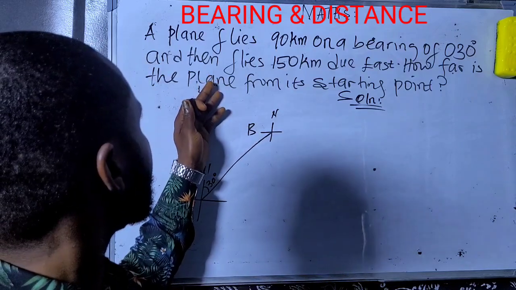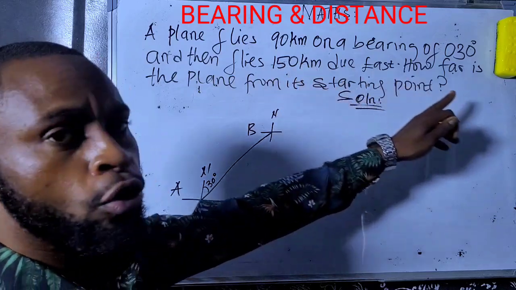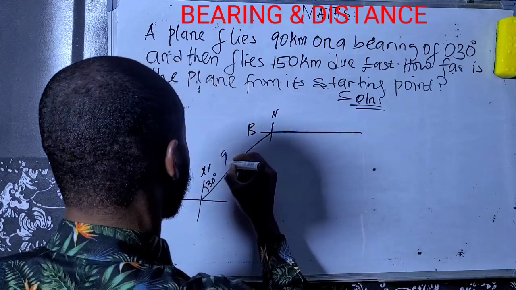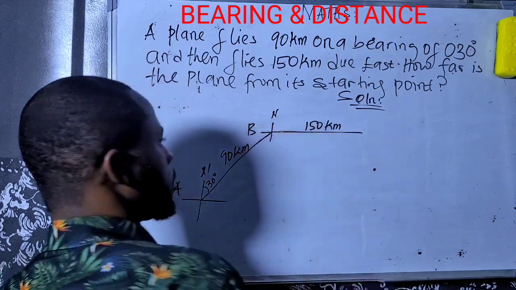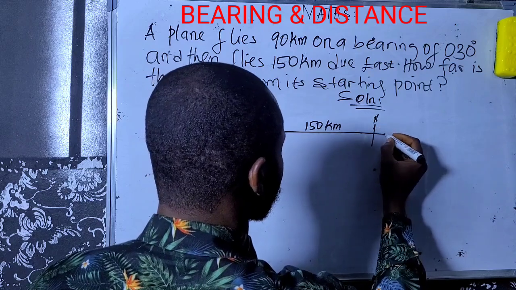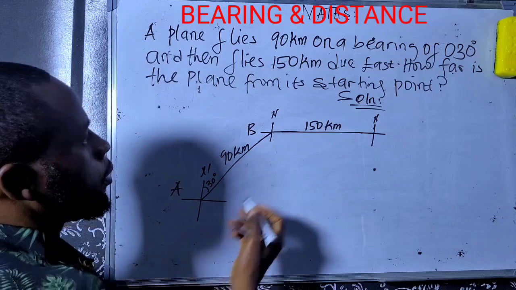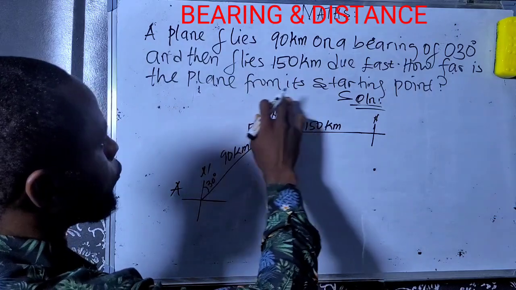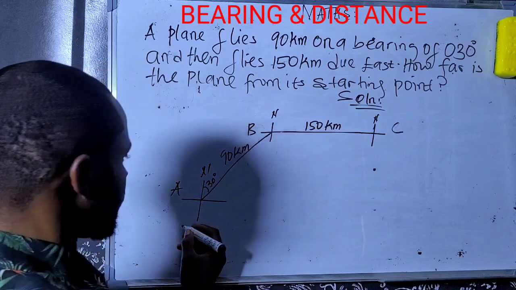Then the next distance takeoff was 150 kilometers due east. This is your north, this is your due east. Here 90 kilometers and here 150 kilometers to a particular point here. You place your compass, this is your north and this is your east. Now, the question asks you again, how far is the plane from its starting point? This is its end point. This was the starting point A.